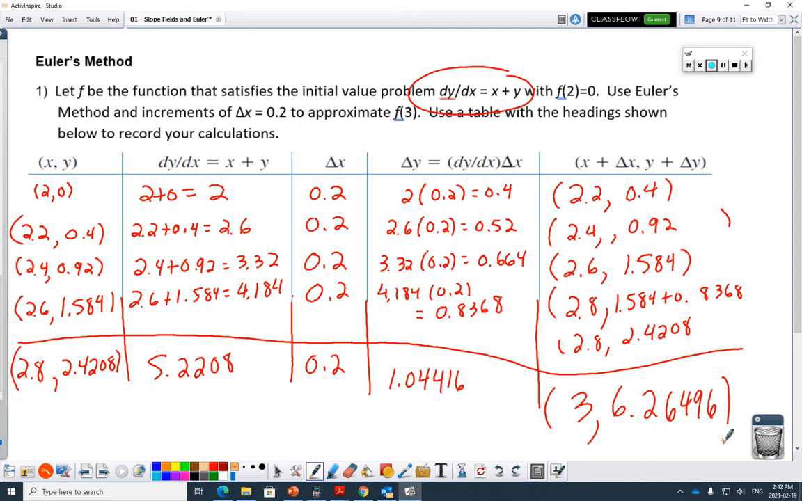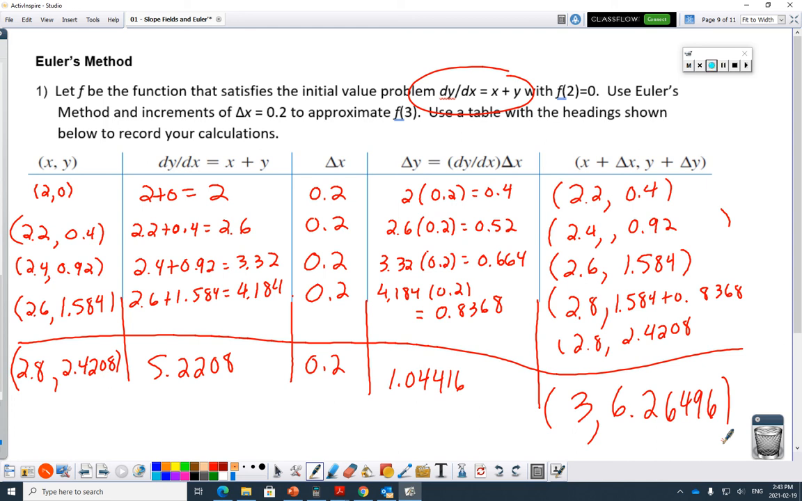It says step number 2, 2.4, 0.92. Do you see those? I'm feeling pretty good now, yeah? Hit again. Step 3, sorry, 2.6, 1.584. Looks good. My table looks pretty good. Step 4, 2.8, 2.4208. And here's my mistake apparently.